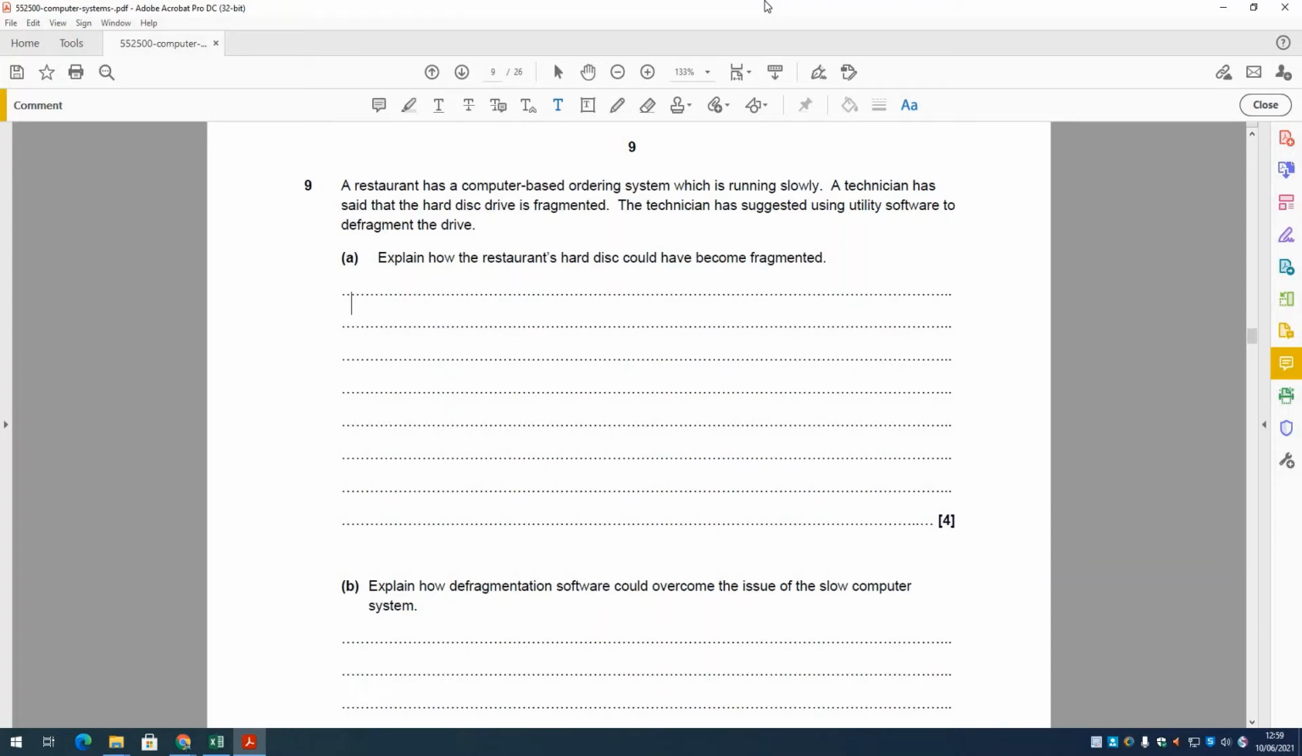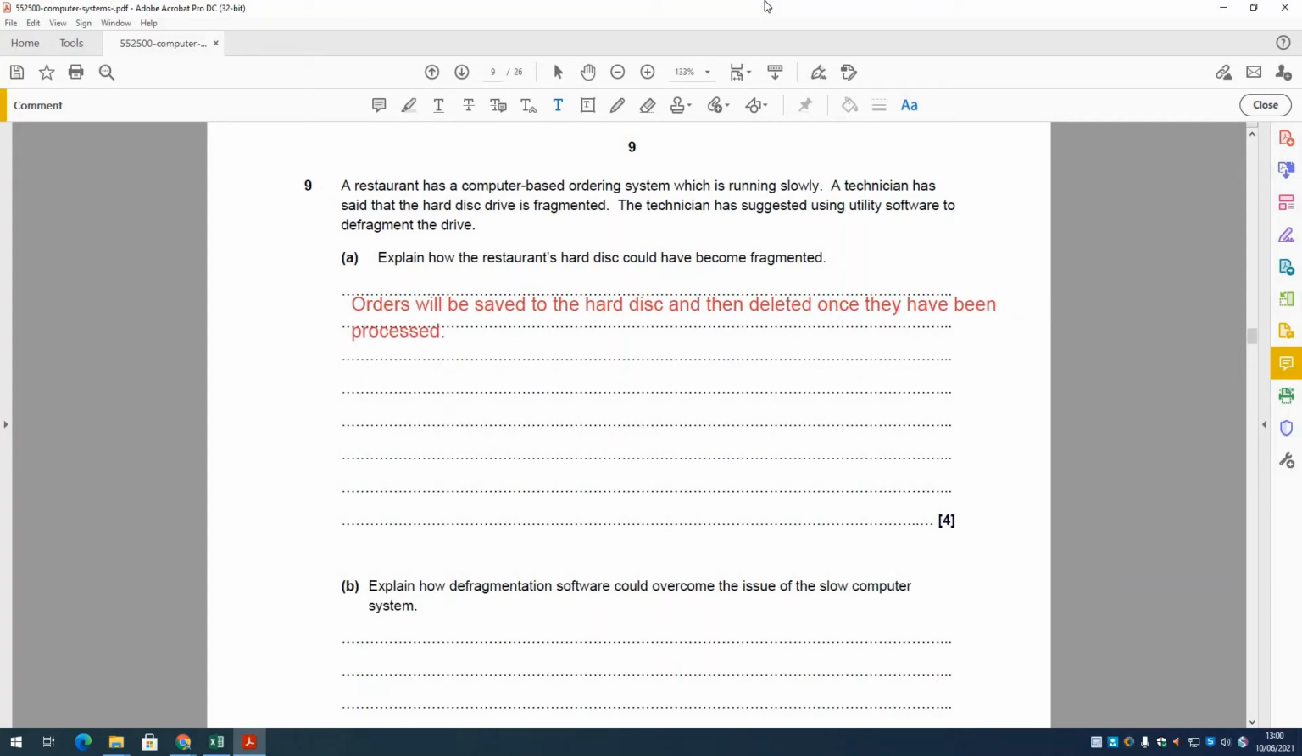So that's all about you ending up with gaps in the hard drive. Well, you need to explain how that would happen. So presumably it's because orders go on and they go off, and that would leave a gap there. So we need to explain that. So we can start off by saying that orders will get saved on, and then once they've been processed, they're deleted. So orders are saved to the hard disk and then deleted once they have been processed.